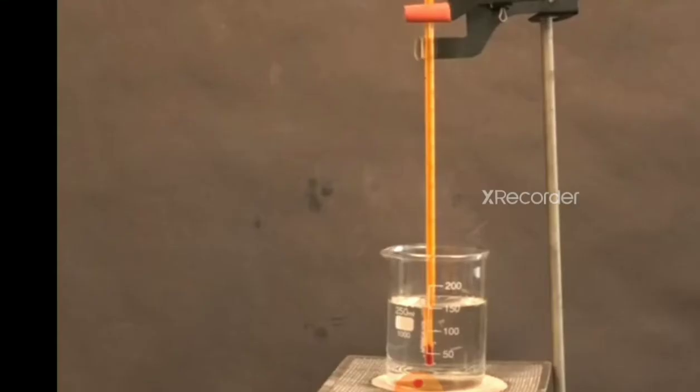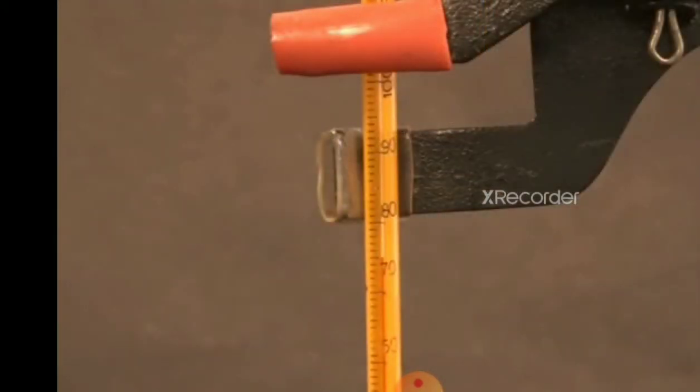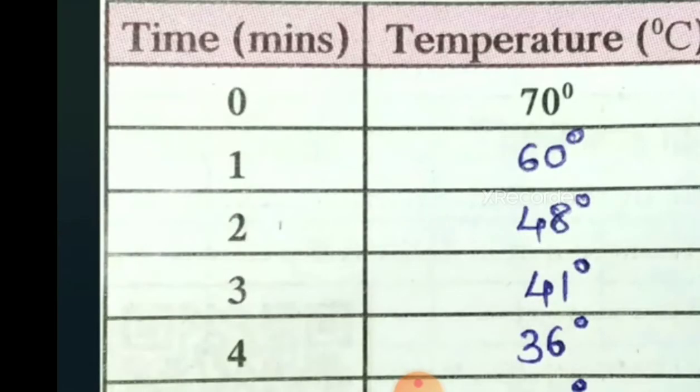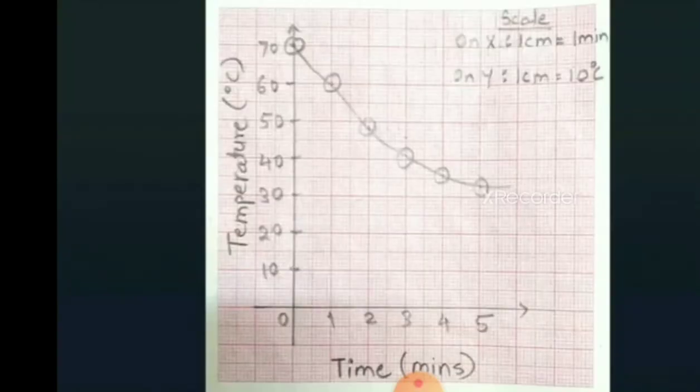stand, tripod stand, burner. Here we can see that we have heated the water, and after heating the water in the beaker up to 100 degree, now we will put off the burner. We will measure the temperature. This is the reading.